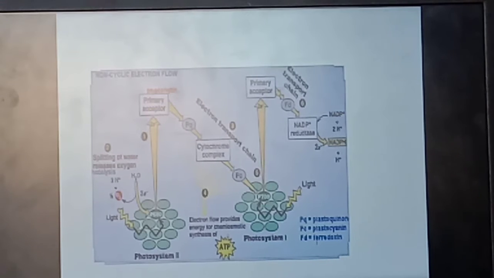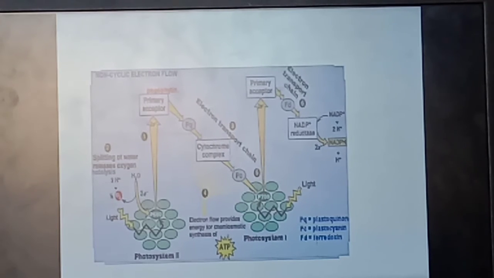So what are the three functions? Number one, the formation of ATP, adenosine triphosphate. What is the full form of ATP? Adenosine triphosphate. ADP, that is adenosine diphosphate, joins a phosphate group. This formation of ATP from ADP during the light phase is called photophosphorylation. The ATP thus formed is used as a source of energy during the dark phase of photosynthesis.